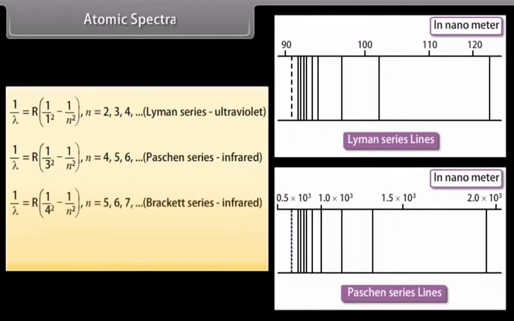Brackett series, which is given by 1 upon lambda equals R times (1 upon 4 square minus 1 upon n square). Here the value of n may be 5, 6, 7, 8 and so on. Pfund series, which is given by 1 upon lambda equals R times (1 upon 5 square minus 1 upon n square). Here the value of n may be 6, 7, 8, 9 and so on.